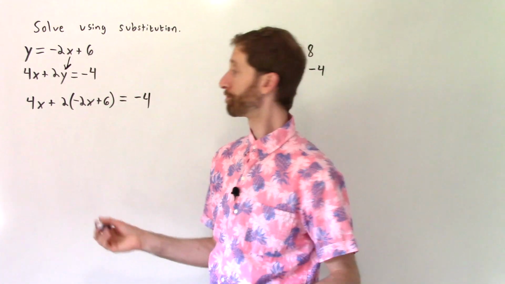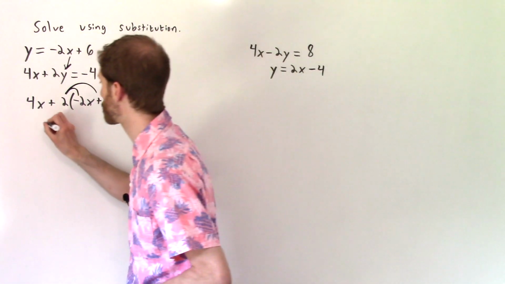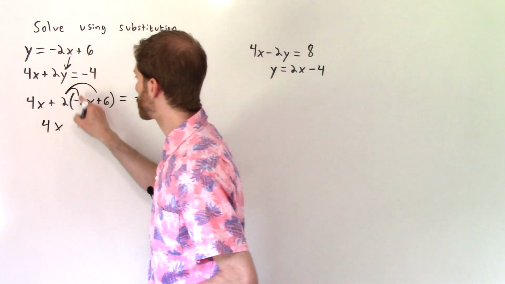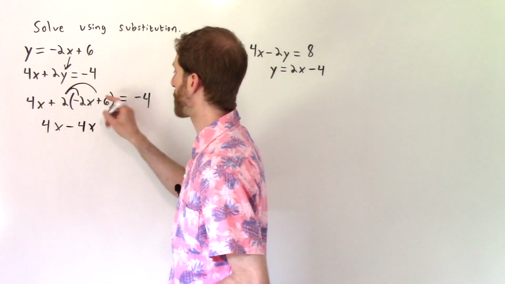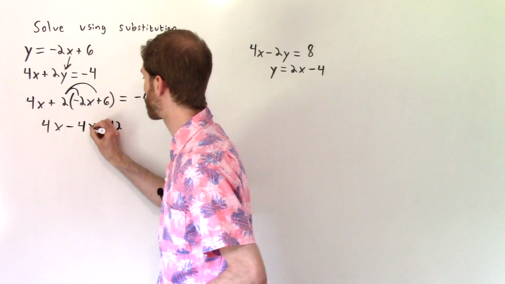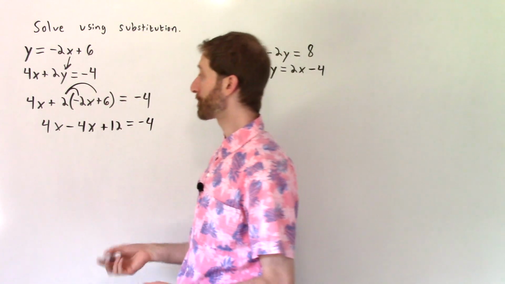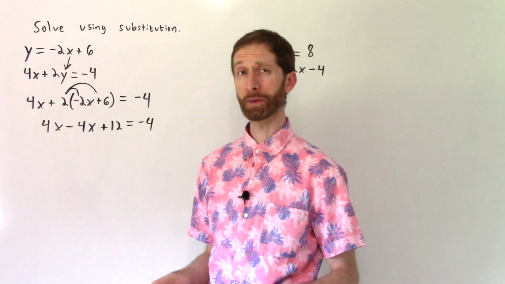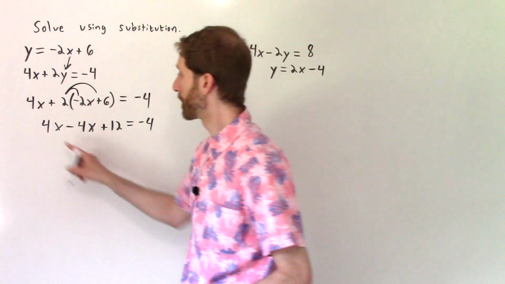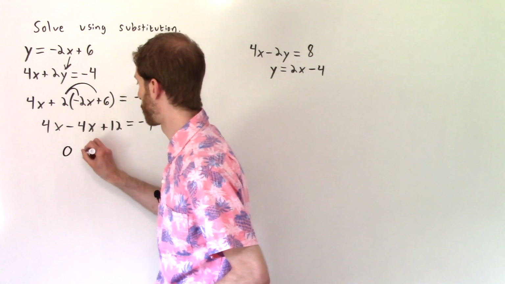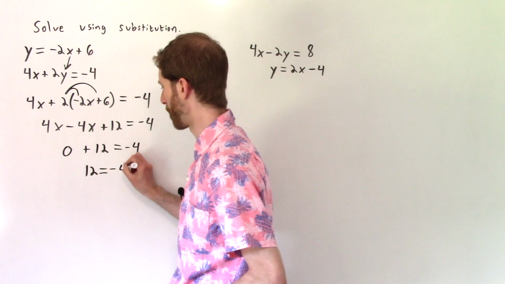Let's solve like normal. So I'm going to distribute the 2 to the negative 2x and the 6, solving this equation. That leaves us with 4x. 2 times a negative 2, that'll be a minus 4x, because that's plus a negative. 2 times positive 6 is plus 12. And that's equal to negative 4. We keep going. 4x minus 4x. That's like terms, but if I subtract the same number from itself, that's going to equal 0. Interesting. And that leaves us with 12 equals negative 4.